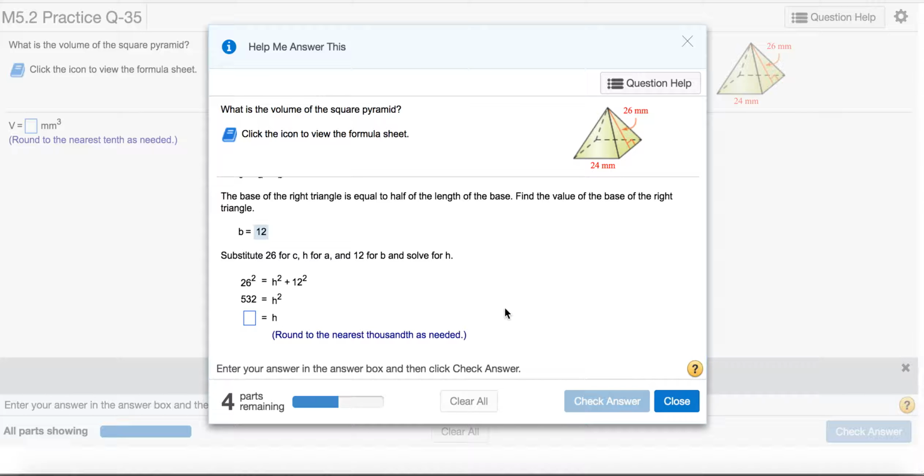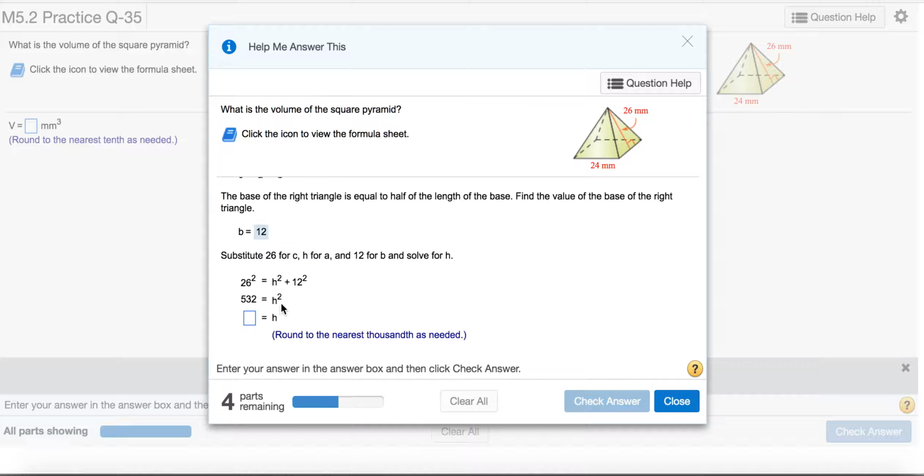Now, they want us to substitute 26, the slant height, for c. They want us to put in the height for a, which we don't know. And they want us to put in 12, which is what we just figured out here, for b. So here we go. We're going to do 12 squared, which is 144. And we're going to do 26 squared, which if you're using your calculator is 676.